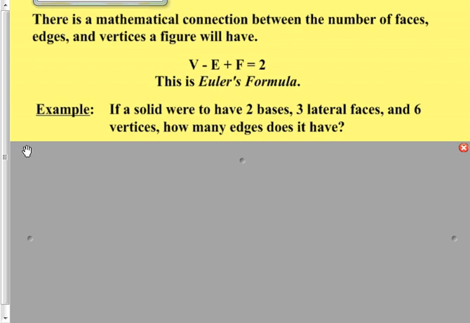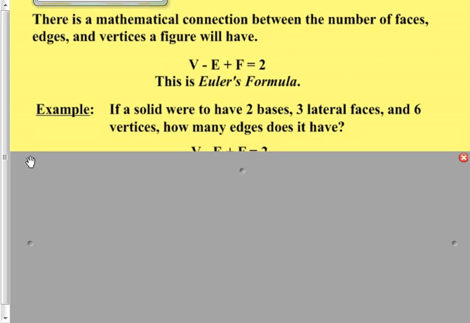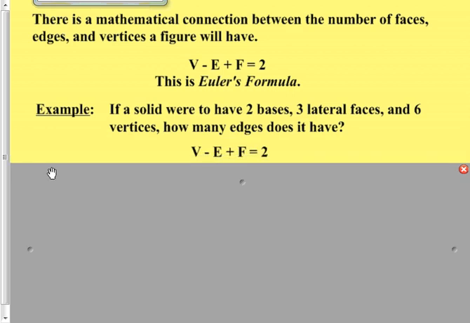Okay, so the formula says vertices minus edges plus faces equals 2. Let's see what we know. How about the vertices? Do we know how many vertices there are in this case? Yes, we do. It was given to us in the problem. There are 6. The next variable would be E for edges. Now obviously we're not going to know how many edges there are because that's what the question is asking. Now F is for faces.